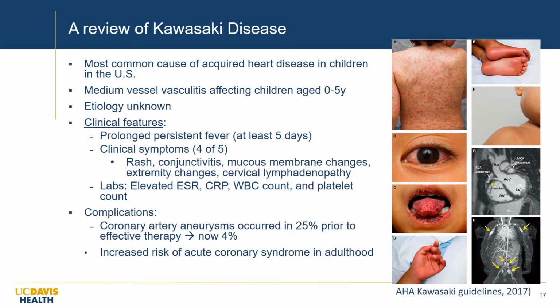So they may not have it at the time of diagnosis. So the major complication that we worry about with Kawasaki disease are coronary artery aneurysms. Prior to the known treatment that we give now, coronary artery aneurysms actually occurred in about 25% of children who had Kawasaki disease. Now that we have effective therapy, we've really reduced that down to 4%, which is pretty amazing. However, we do know that children who have coronary artery aneurysms are then at increased risk of having acute coronary syndromes, such as myocardial infarction in adulthood.